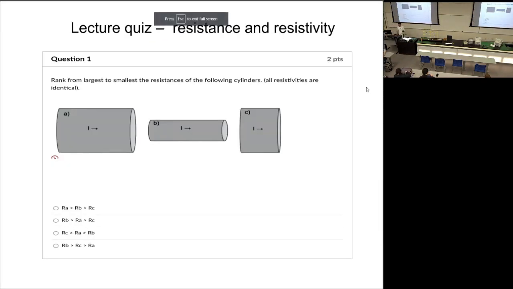In this question, we've got three samples, A, B, and C, on the left, center, and right.